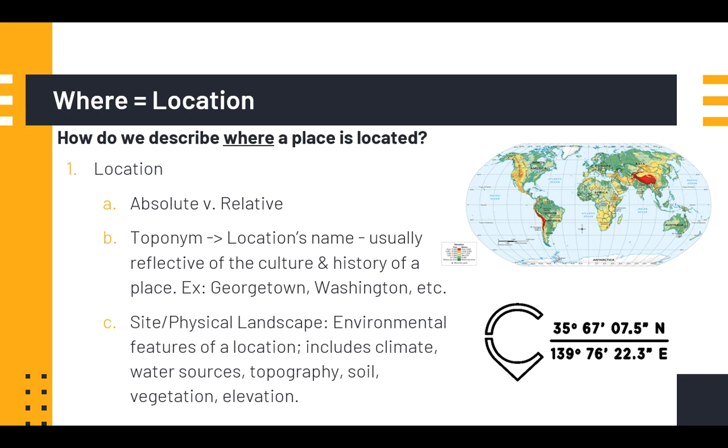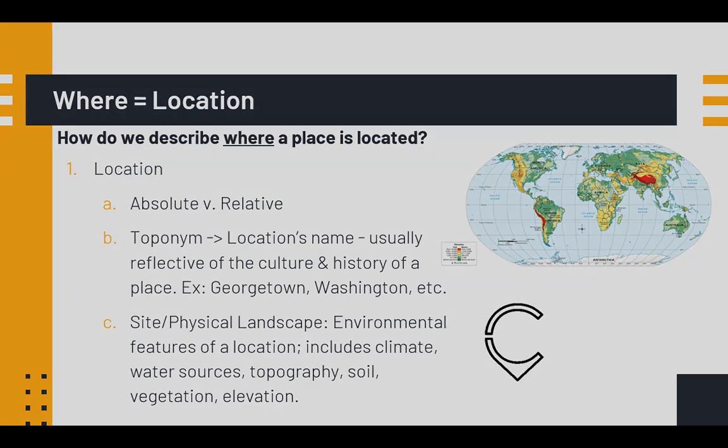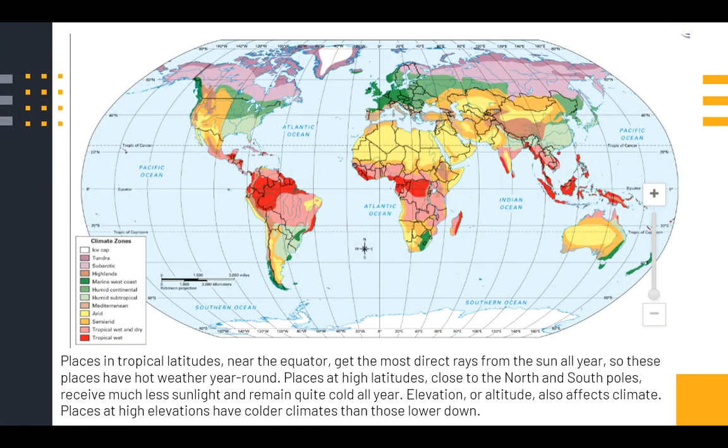And then the physical landscape, environmental features of a location includes climate, water sources, topography, soil, vegetation, elevation. So I talk about this stuff, like I talk about how New Orleans is in a bowl. It's very humid there. They get hit by hurricanes, and they've got some issues down in New Orleans, for example. Okay. All right. We've also talked about latitude. Well, we're going to in a second.